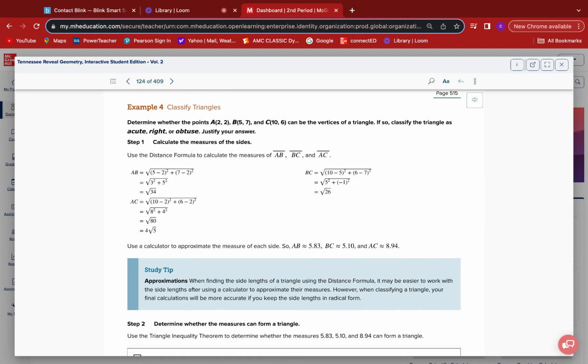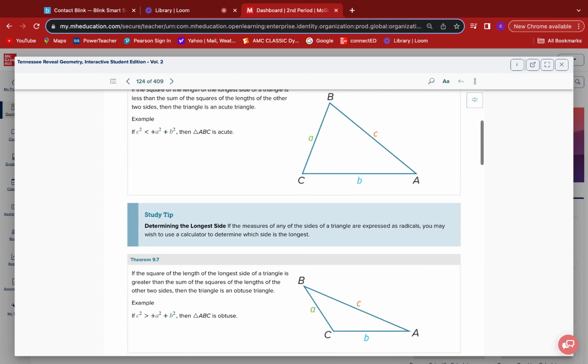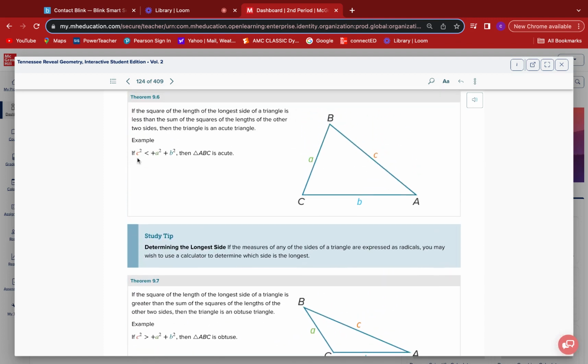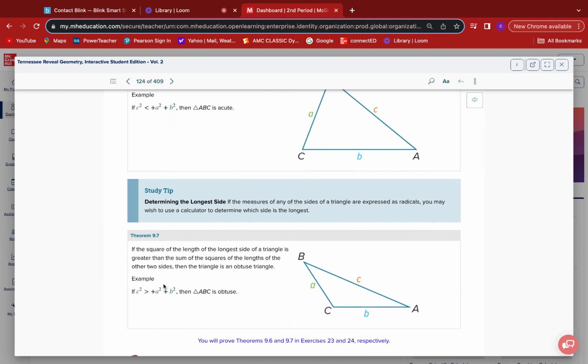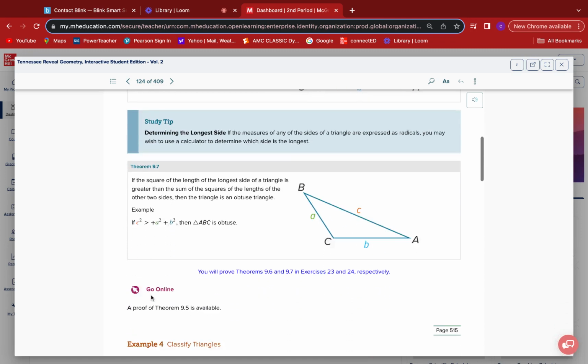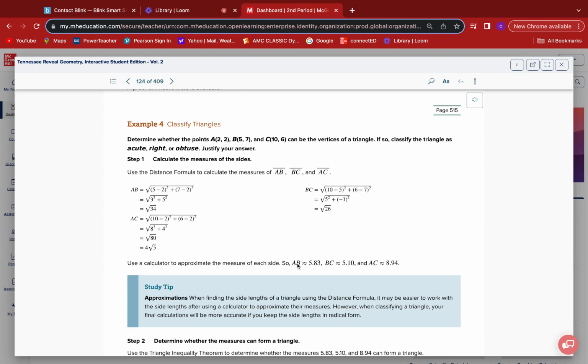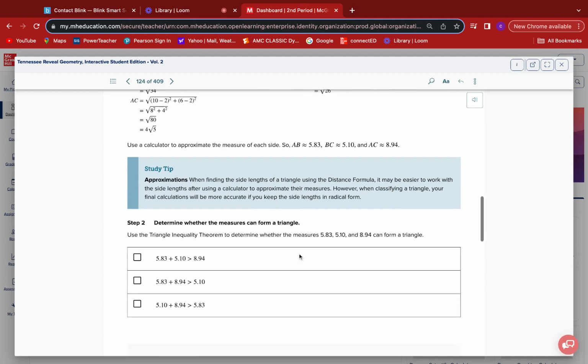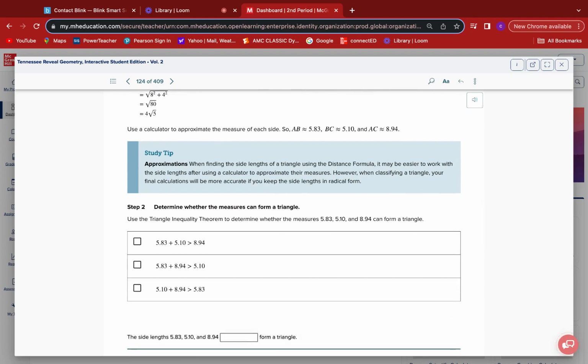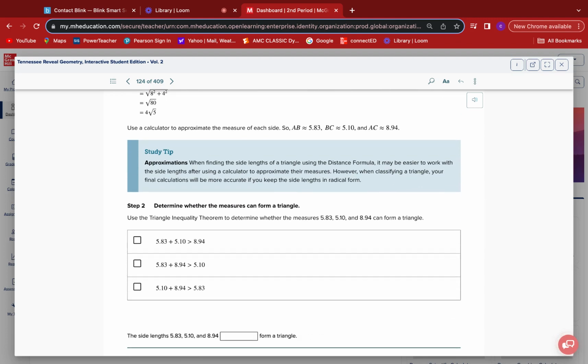Determine whether the points A(2, 2, 5), B(5, 7), and C(10, 6) can be the vertices of a triangle. If so, classify the triangle as acute, right, or obtuse. So it's basically just going back to find the distances and figure out if c squared is less than a squared plus b squared, or if c squared is greater than a squared plus b squared. And they do the distance formula for me, and they compare the numbers here.